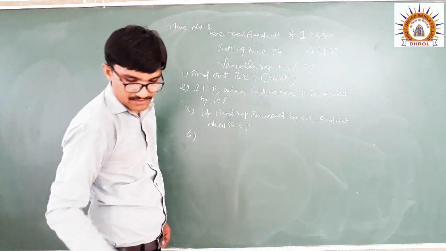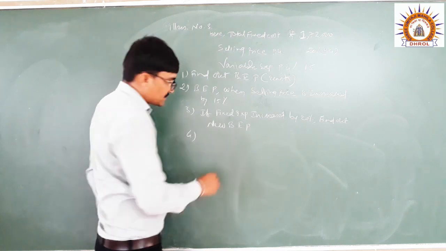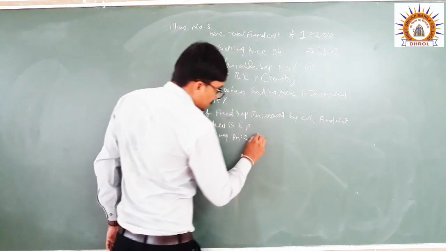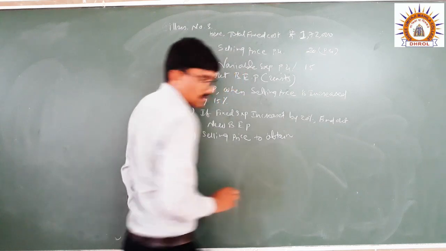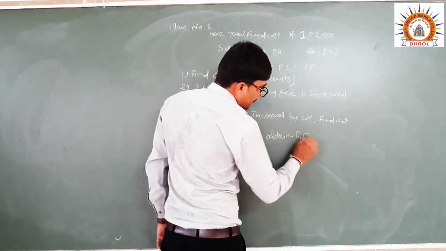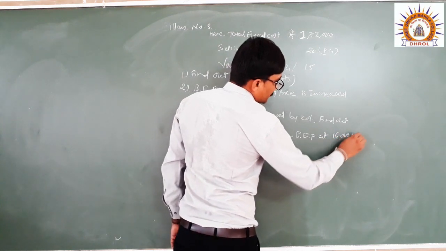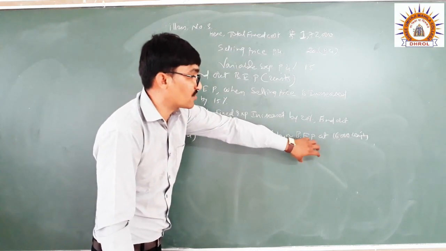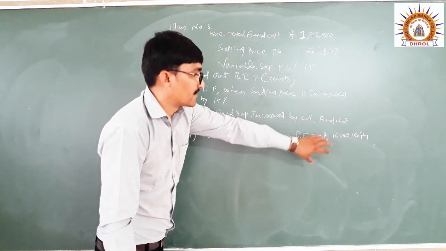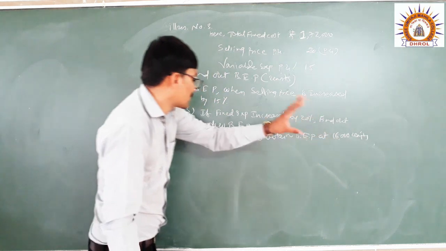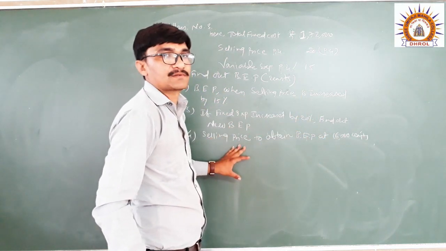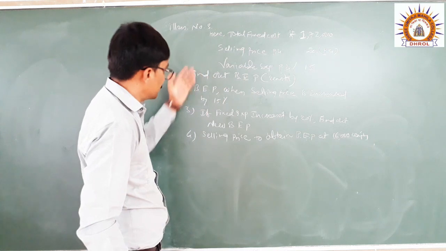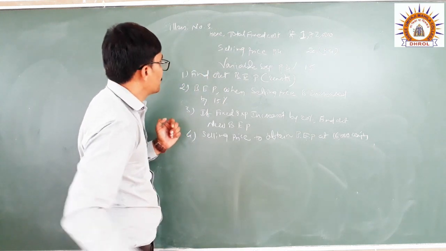Then last one is, find out selling price to obtain BEP at 16,000 units. It means the break even point in terms of units is given. In that case, you are not required to calculate the break even point. With the help of this, you should find out the selling price, right? So these are the problems. Try to solve them one by one, first of all, find out BEP.